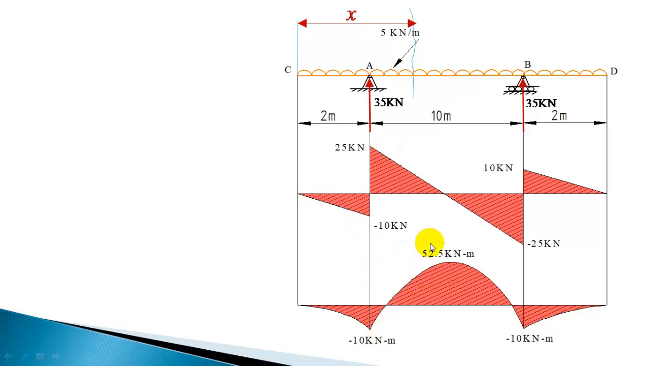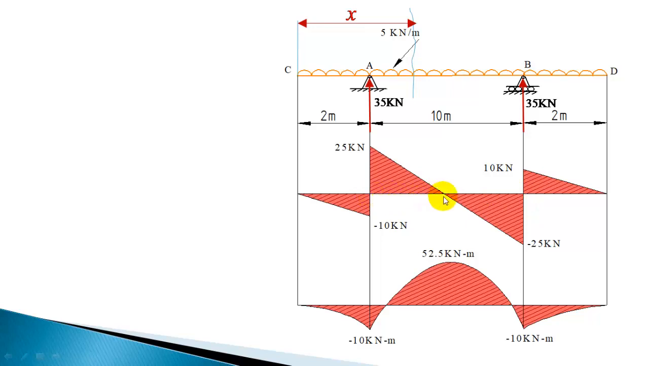Now, wherever under UDL or under UVL shear force changes its sign, other than the salient points, you have to calculate the bending moment and mark it in the diagram. To calculate this value, you should know at what point the shear force comes to 0, at what distance from the left end the shear force comes to 0. In this case, by symmetry, by observing that this is 25 and this is 25, you can see that it is coming at the center of the 10 meter.